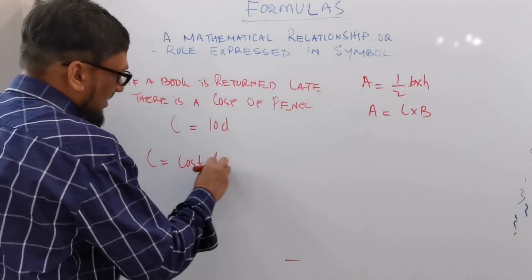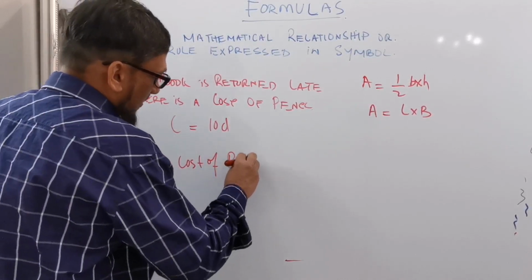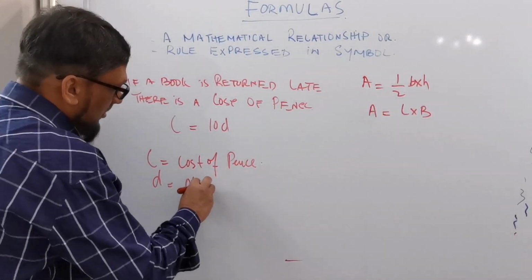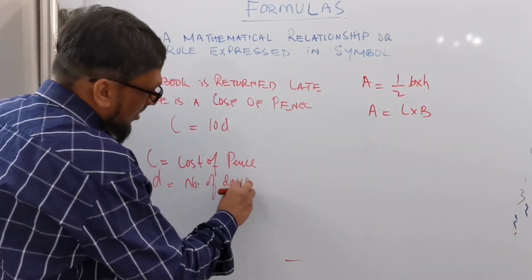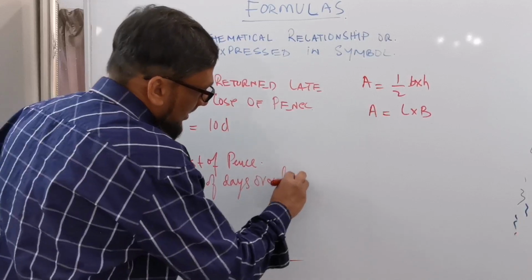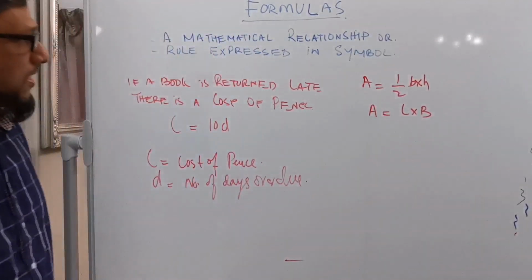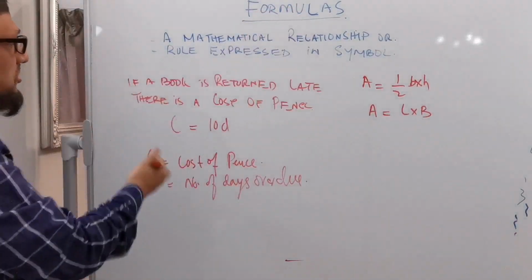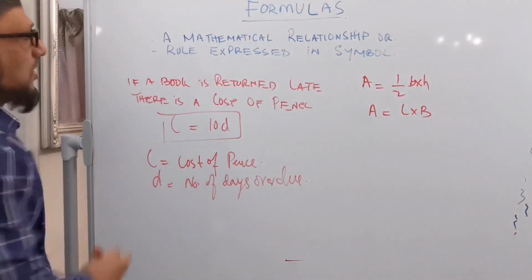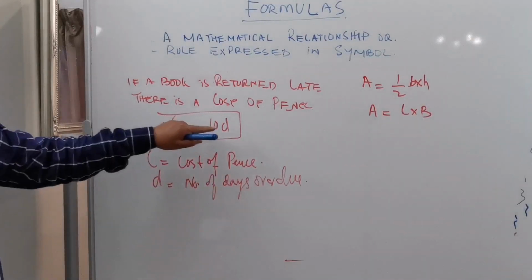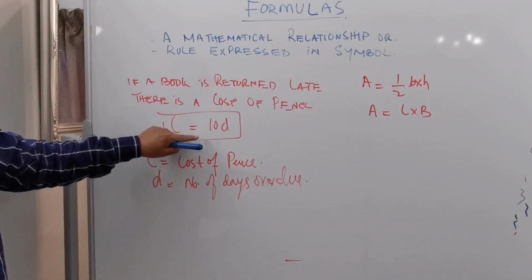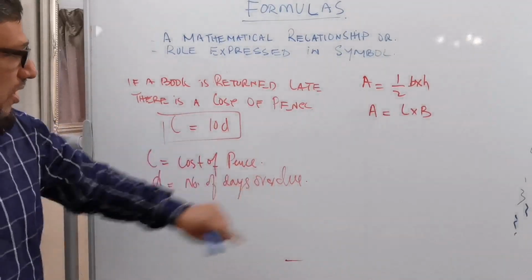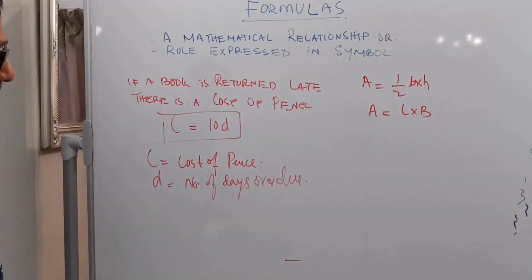equal to C, and D is the number of days overdue. So this is the example, okay? So the librarian uses this formula: cost in pence C equals 10 times D, where D is the number of days overdue.